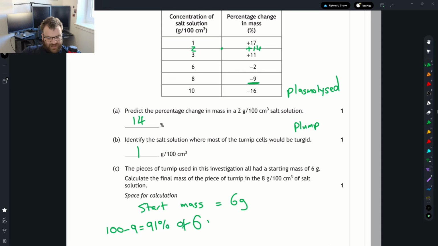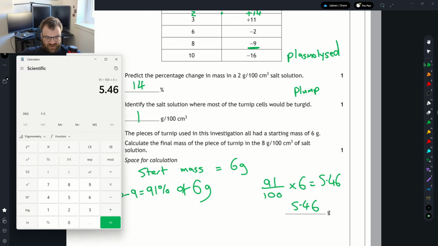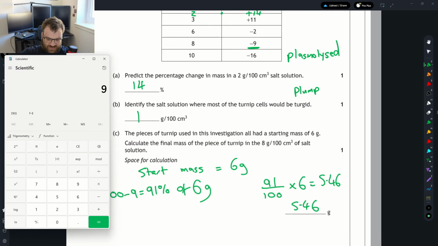Back to the calculator. That'll give me 5.46 as the answer. Again, just for alternative options, if you worked out what 9% of 6 was, that's 0.54. It's lost that much mass, so 6 take away 0.54 does indeed give us the same answer.